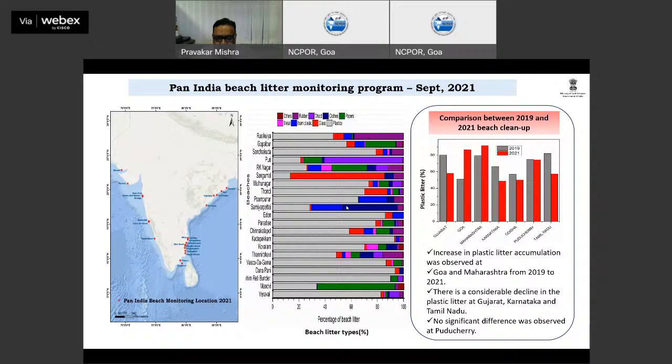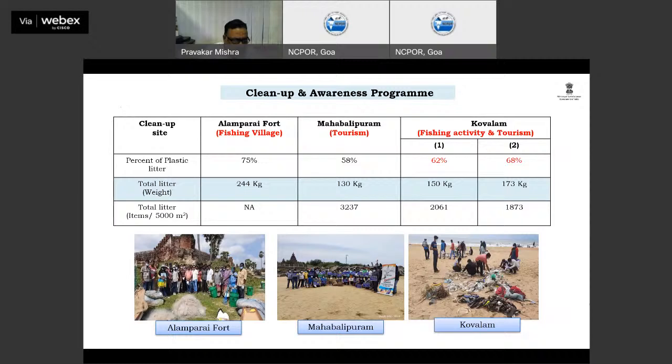That means, as I indicated, tourism and fisheries are some of the major activities. We took some examples. We wanted to look at only fishing villages, the beaches near fishing villages, the beaches highly used for tourist purposes, and the beaches used for both fishing activity and tourism. We saw that, whatever the case may be, the percentage of plastic litter is about 60% or above.